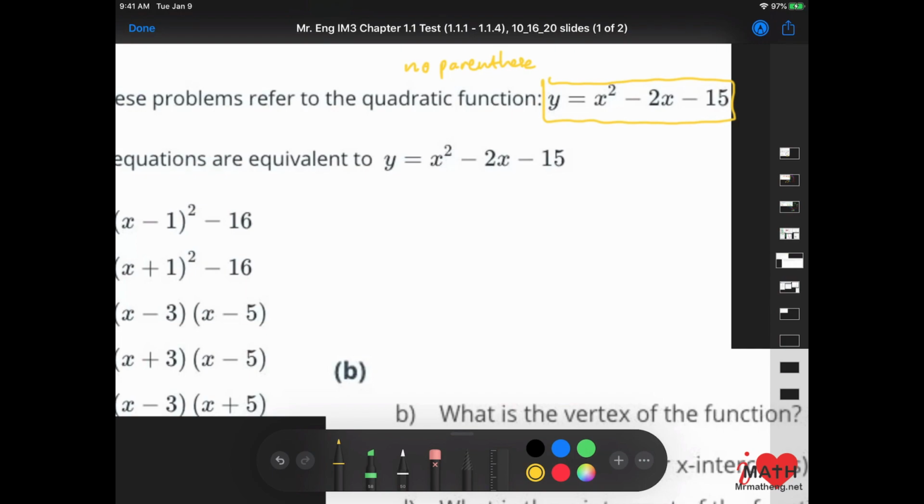So this is standard form. What is standard form? ax squared plus bx plus c. Okay, let's look over here now.